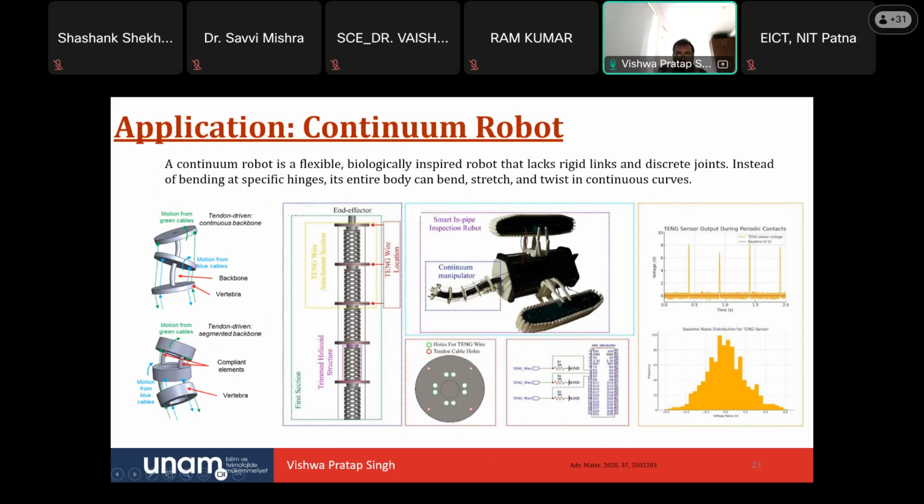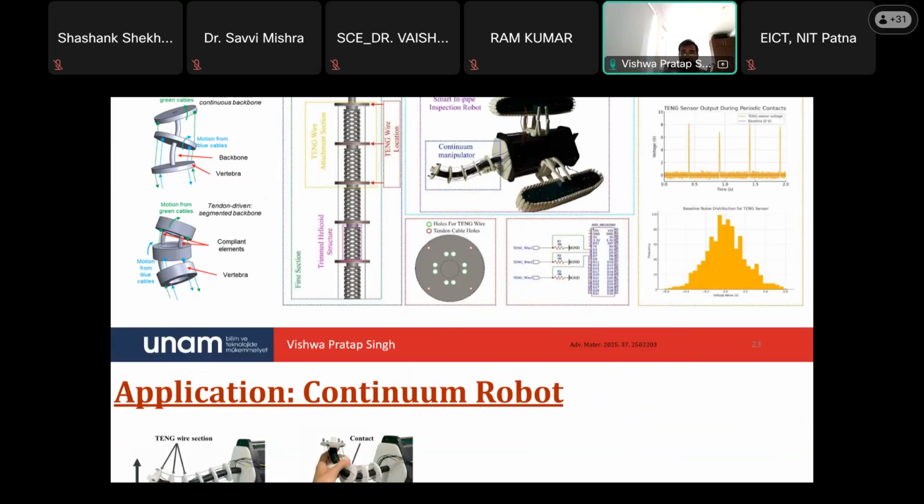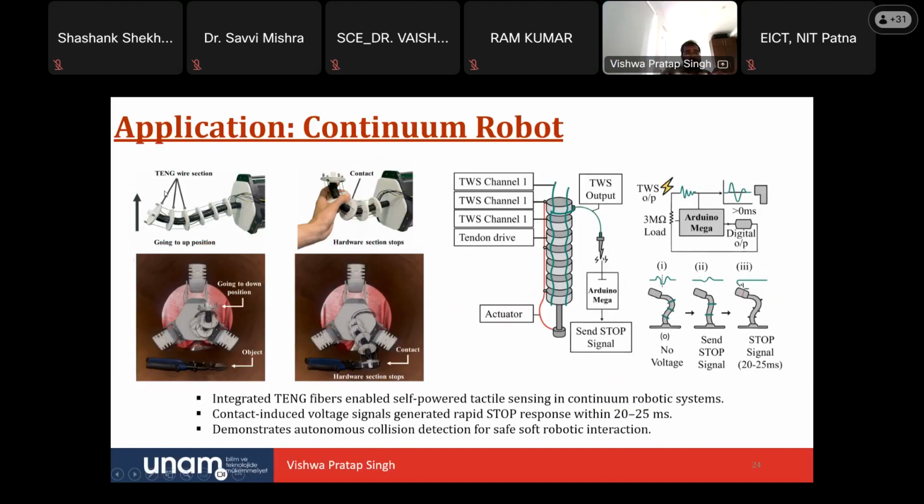So we put our fiber here, here, and here. After putting the fiber here, we can push this trunk inside a pipe, and whenever there is a collision, you can understand it. So we tested this. We put this everywhere on this TENG, and tried to touch it with our hand to test it. So we got the signal that when someone is touching, we can easily detect it.